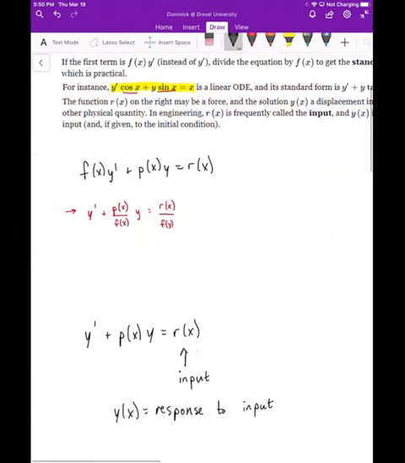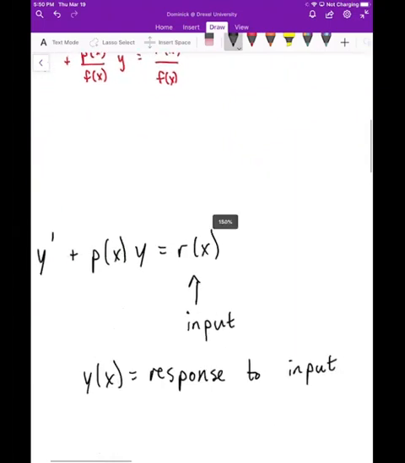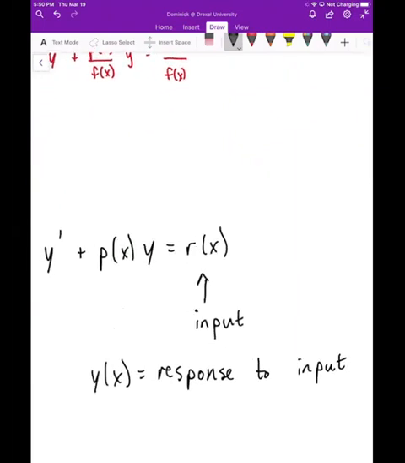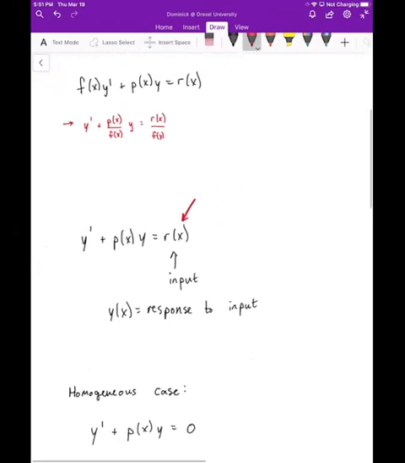One thing that's important to note, especially in engineering applications, is that typically this non-homogeneous term, this r of x, is considered as input to some kind of system, and your solution y of x is therefore the response to that incoming input. So that's one thing that is particularly interesting, even in nonlinear ODEs.